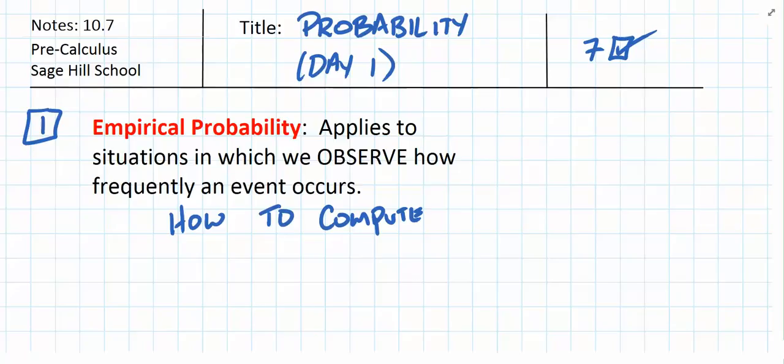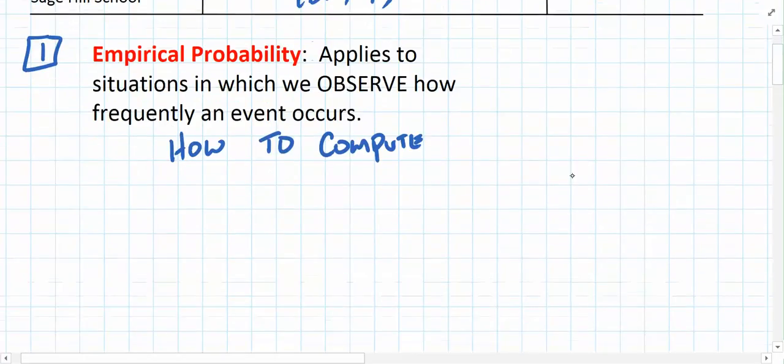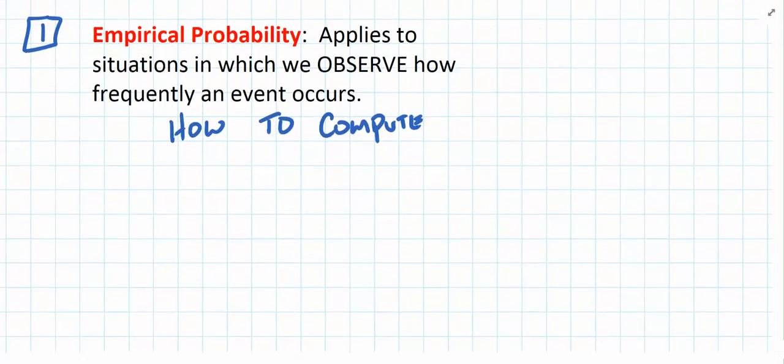It applies to situations in which we observe things, frequencies and events. So we are observing things. We're talking about things that have already happened, or we're looking at data, or something like that. So that's what we're talking about when we say empirical probability. Here is how you compute it. You compute it as a fraction or a decimal.